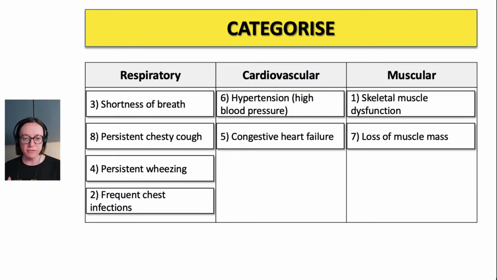So then your cardiovascular symptoms are hypertension, which is the vocational term for high blood pressure, and congestive heart failure. Congestive heart failure is when the heart is overworking and can't pump hard enough to distribute all the blood around the body. And then the muscular symptoms are skeletal muscle dysfunction and loss of muscle mass. So people with COPD often lose weight, but it's not a loss of fat, or it's not that they lose their appetite, it's that their muscle mass actually reduces.